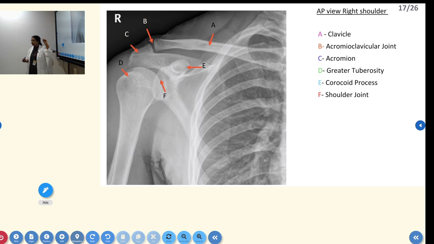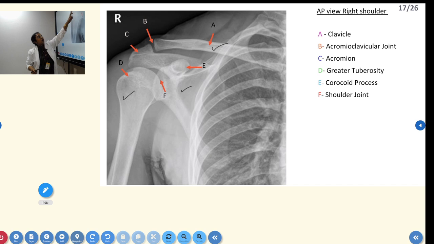So first bone that you can see here is this one, the clavicle. This is the horizontally placed long bone in the body. So first thing that you notice is the clavicle. Second, we have the scapula. And third, we have the upper end of the humerus. Now, this clavicle can be divided into a medial two-thirds and a lateral one-third.